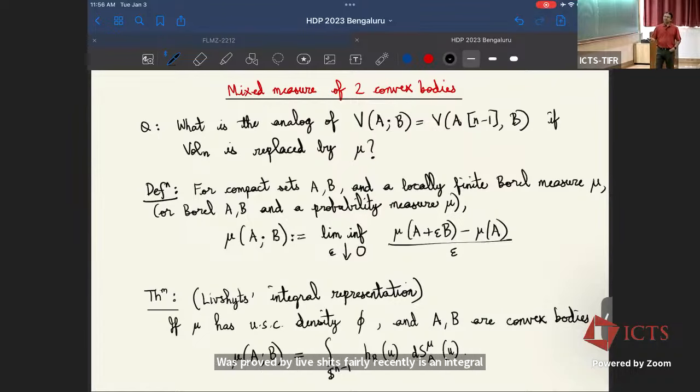mu has upper semi-continuous density phi and A and B are convex bodies, then the mixed measure of A and B, so that weighted analog of mixed volume, has this integral representation just like in the mixed volume case, in terms of the support function of B and the weighted surface area measure of A, right? This is the surface area measure of the convex body A weighted by the measure mu. Okay, so that's nice.